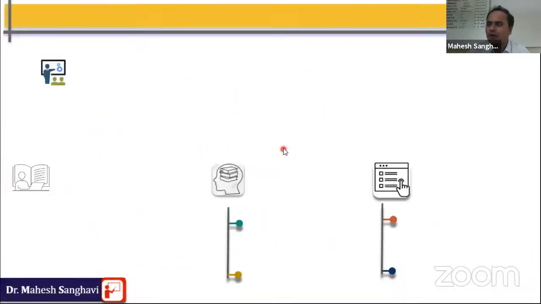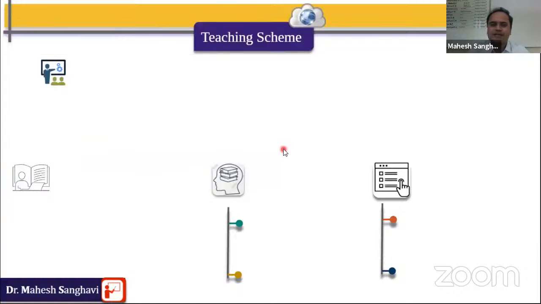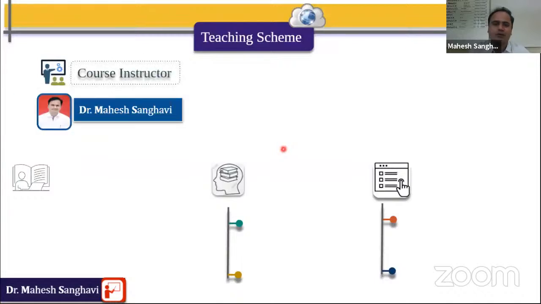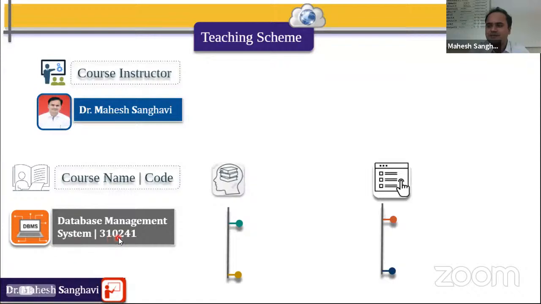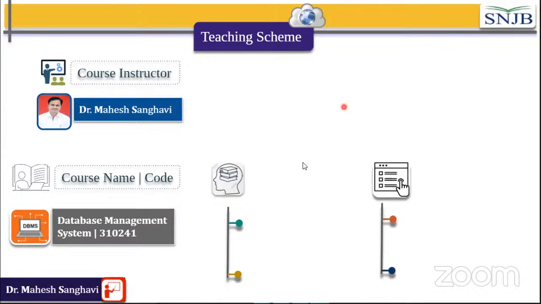So if you observe, we are focused on the teaching scheme now. Teaching scheme means you must know who will be the course instructor. I'll be dealing with your theory sessions, so the entire DBMS theory will be taken care of by me. Then the course name should be known to you, that is Database Management System, and its code is 310241. Friends, this code is important. You must know the codes of all your courses, because this is normally needed for any sort of presentations and all.